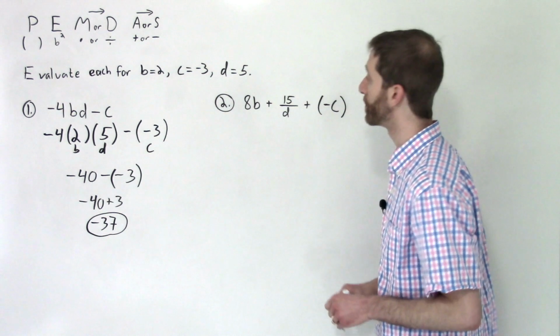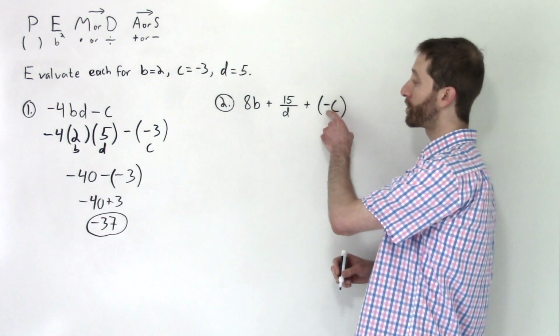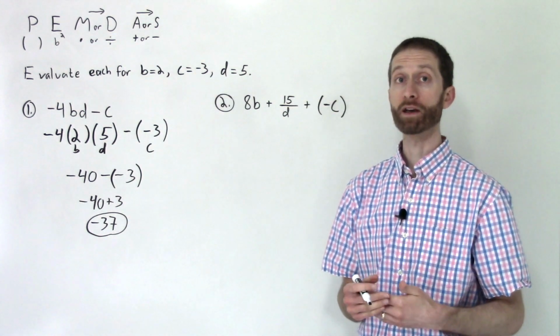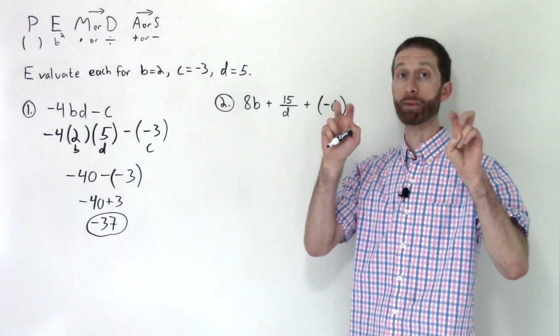Okay, on to number 2. In number 2, we're going to do a similar idea here. I want you to notice, though, that at the end we've got the opposite of c. We don't read that as -c because we don't know if c is positive or negative to start with. We read that again as the opposite of c.